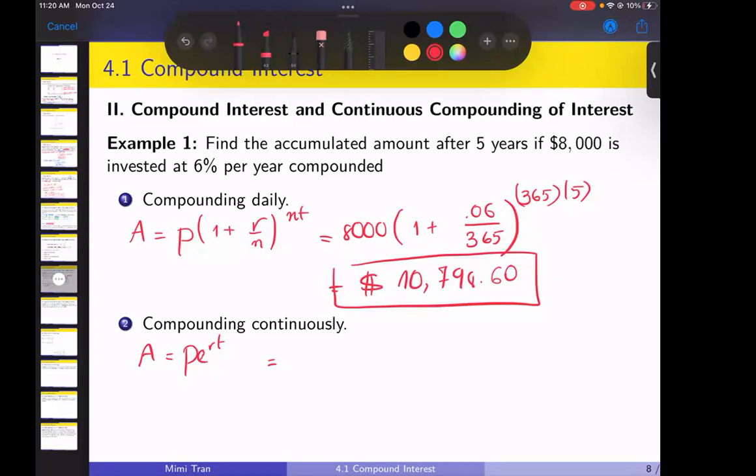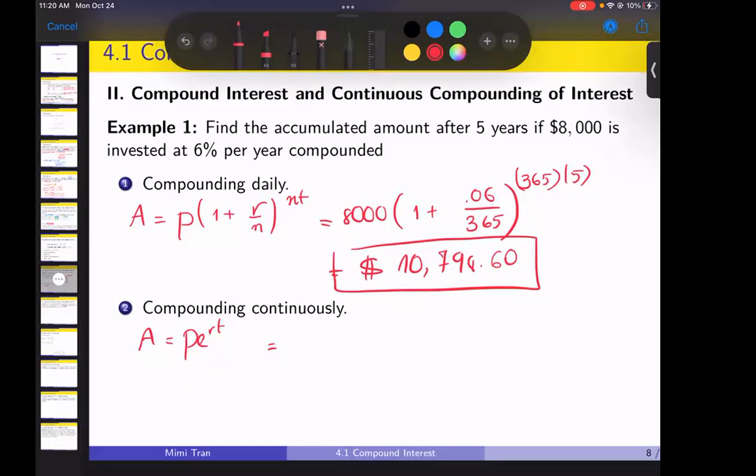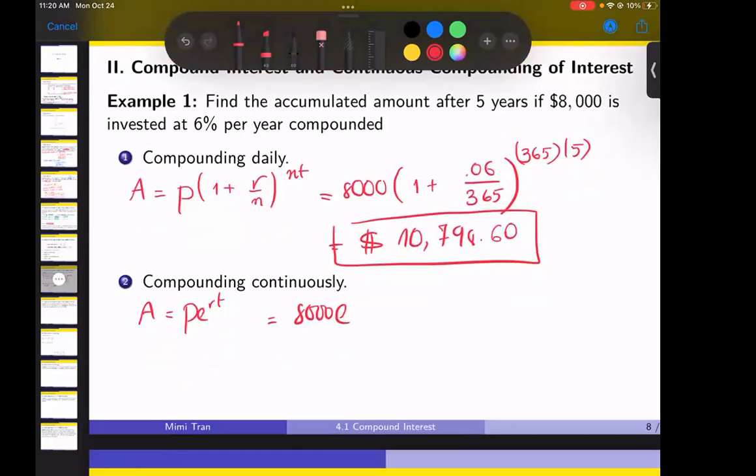And then PERT. 8,000 again. This time leave E as E. Okay, do not replace E with 2.72. E to the 0.06 times 5. What do you have?